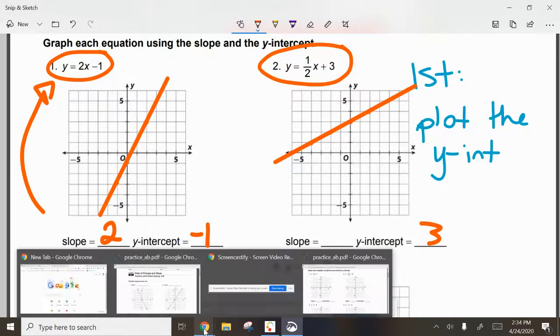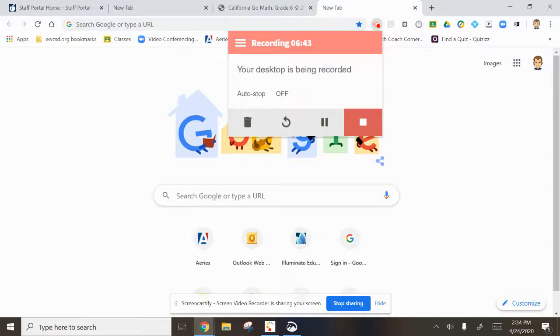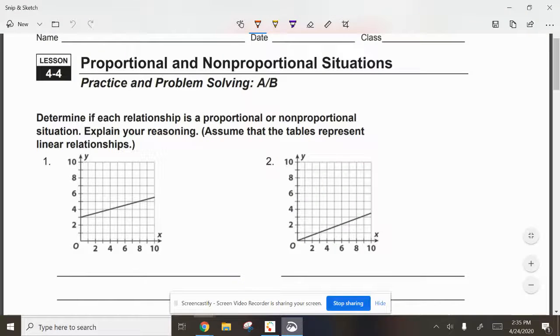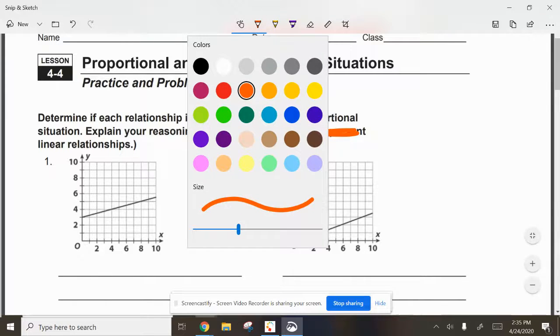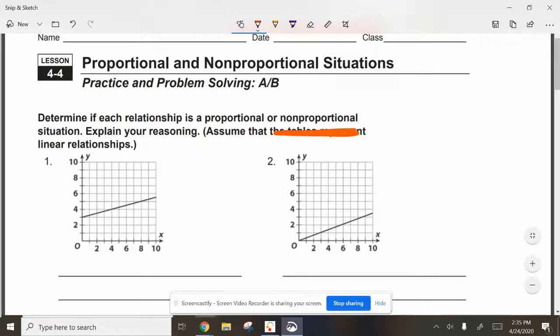Let's see if we can kick it up a notch and do even more with this to see if you can handle it. Okay, so if I'm looking at this and it says, determine if the relationship is proportional or non-proportional situation. Explain your reasoning. Assume that the tables represent linear equations. The tables are in the other problems. We're only just doing this first 2, so we're not worried about the tables here. But we are going to look at these 2 graphs. So when I look at this first graph, I'm actually going to take it one step further. Instead of you just telling me if they're proportional or non-proportional, you got to actually solve and give me the actual equation. How do I want to see the equation? Y equals slope x plus y-intercept, okay?